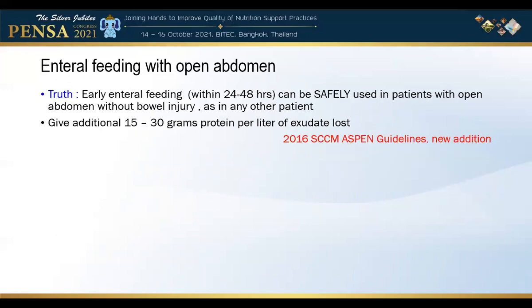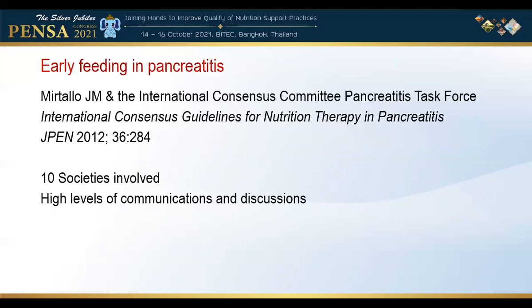But one thing we need to do is give about 15 to 30 grams of protein per liter of exudate that is lost from the open abdomen. Enteral feeding within 1 to 2 days is safe, even in patients with open abdomen, provided there's no bowel injury, as in any other patient.